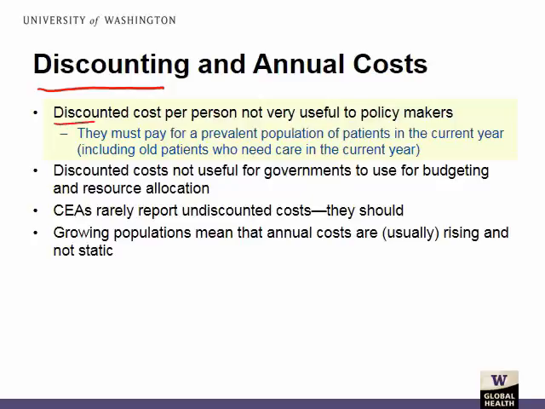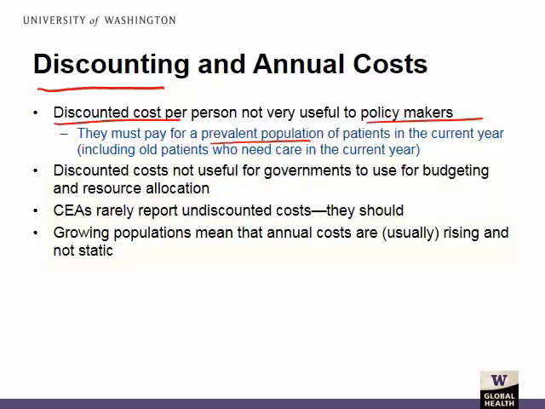And the reason is they have to think about the prevalent population, the number of patients who are in the current treatment pool for a budgeting cycle, maybe a year or so. And this means that you have patients coming in from previous years with their disease and patients who get sick in the current year, and all these need care during this current year, and people have to budget for that. But if you use the present value or the discounted estimate, it's not very helpful to policymakers for budgeting purposes.